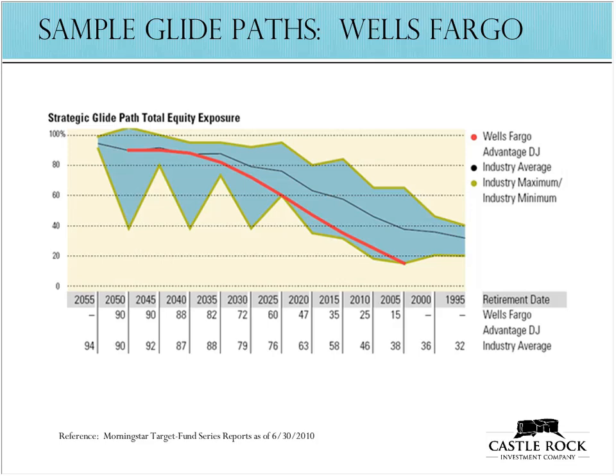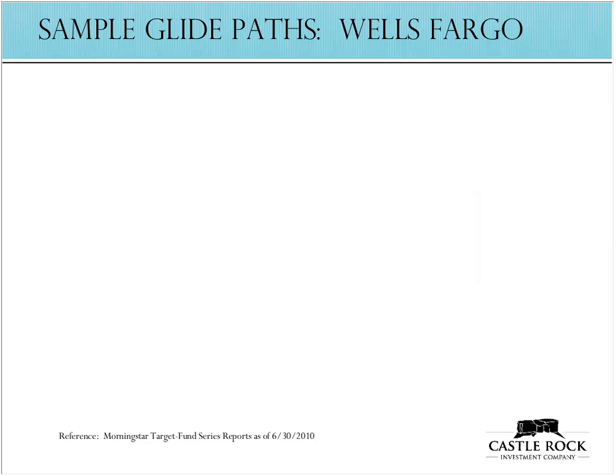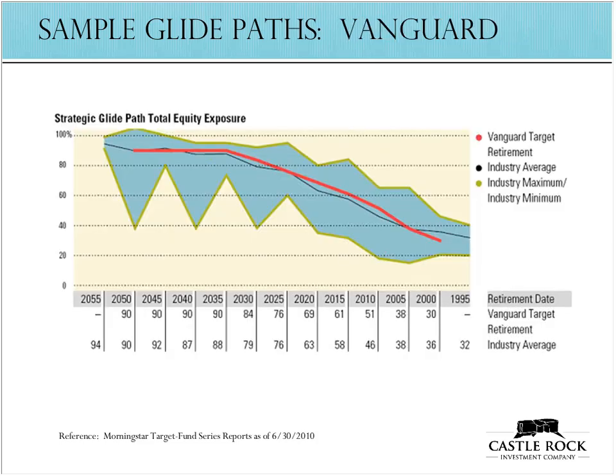AllianceBernstein, they've gotten a lot of criticism. The AllianceBernstein fund tends to have a higher equity allocation than most target date funds out there. So that would probably be this top green line. Let me show you then the Vanguard glide path. So this red line, again, represents the Vanguard equity exposure, and you'll see underneath for each of those years.